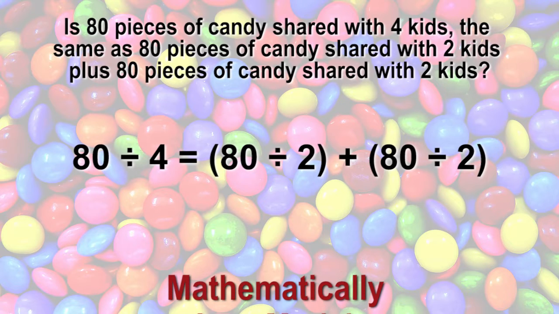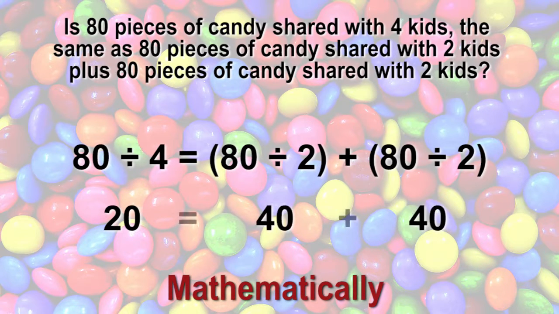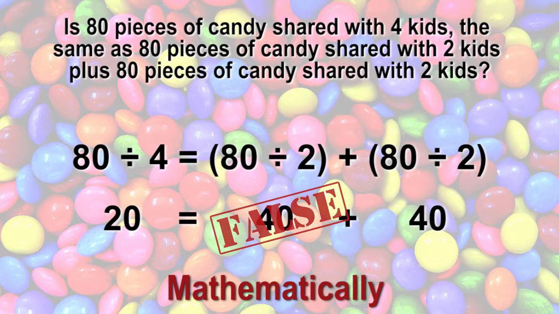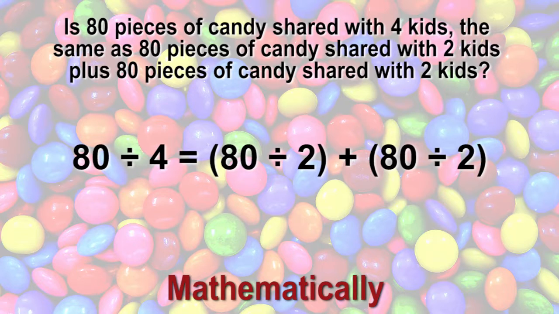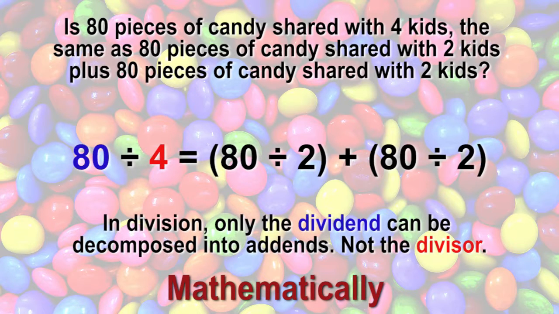Mathematically, 80 divided by 4 equals 20, and 80 divided by 2 equals 40. 40 plus 40 is 80. The equation is false. 20 does not equal 80. In this lesson, students will notice the difference between multiplication and division. In multiplication, we can decompose either multiplier. In division, unlike multiplication, only the dividend can be decomposed into addends, not the divisor.